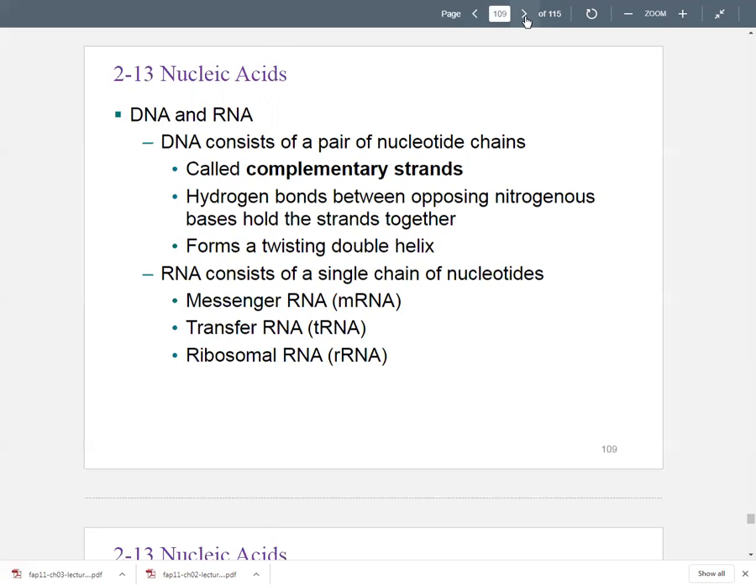Okay? DNA is going to have hydrogen bonds between the nitrogenous bases of the different strands, which hold the two strands together. So if this is a strand, this is a strand, those nitrogenous bases are on the edges and they hydrogen bond with each other. And it forms a twisting double helix, so it spins on itself. All right, 3 different types of RNA: messenger RNA or mRNA, transfer RNA or tRNA, ribosomal RNA or rRNA.